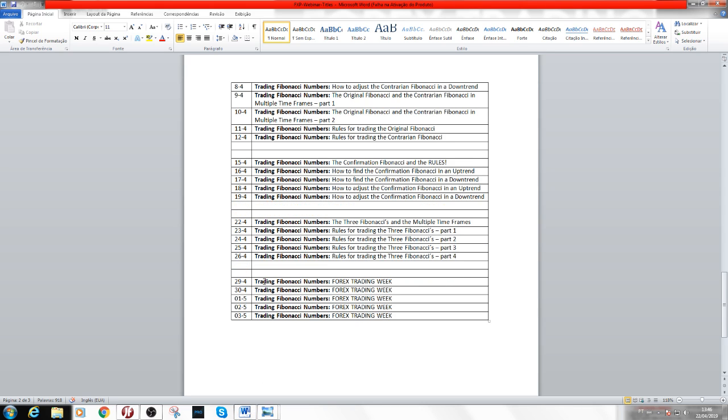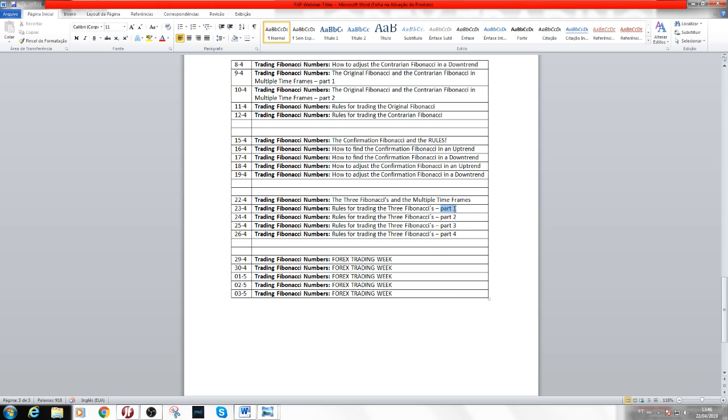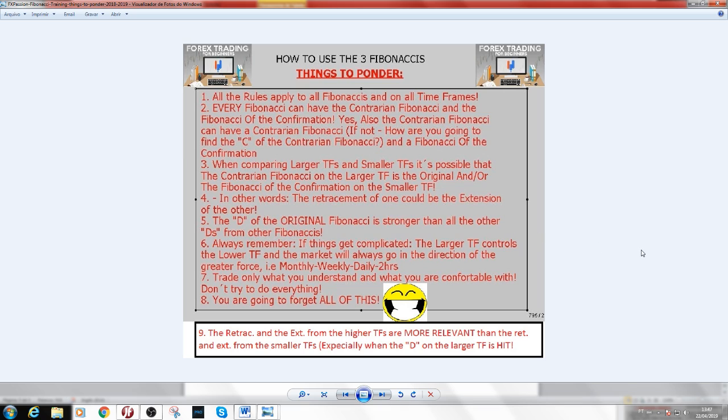So we are following this schedule, right? This is the last week where we are going to learn about the Fibonacci's. Today is the rules for trading the 3 Fibonacci's, part 1. Let's read this picture and see these rules, everybody. We're going to go very slowly, and then I'm going to explain to you on the live charts. So, how to use the 3 Fibonacci's, things to ponder.